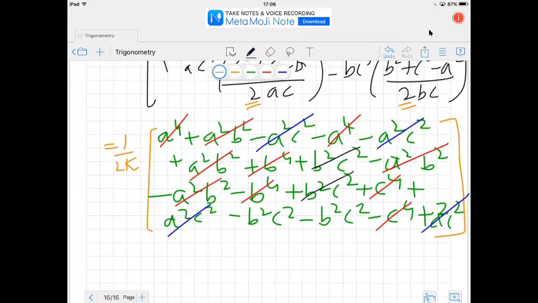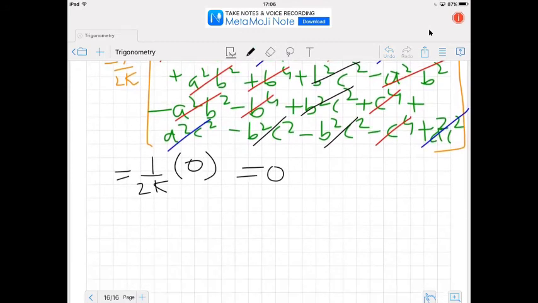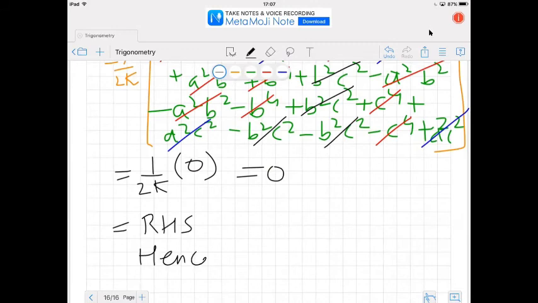Plus b square c square 2 बार है और यहाँ पे minus b square c square 2 बार है. So you see all the terms are getting cancelled out. So in the end what do you have? You have 1/2k multiplied by 0, that is equal to 0. So that is what you had to prove in the RHS. So you have hence proved.